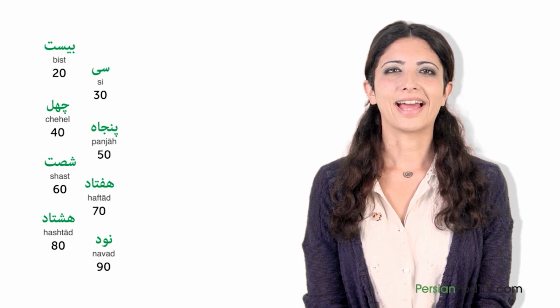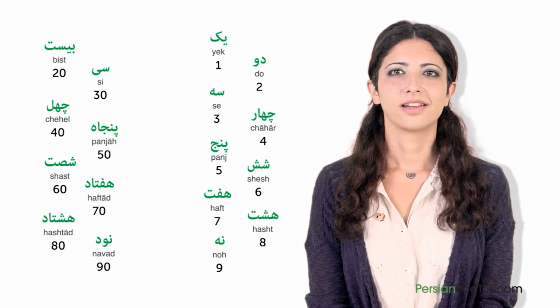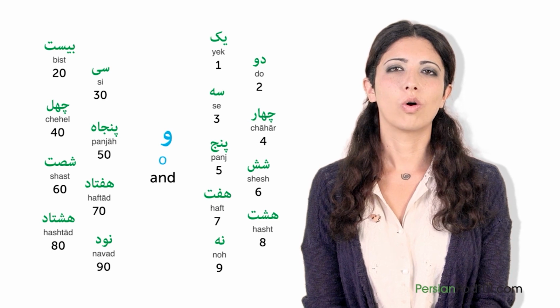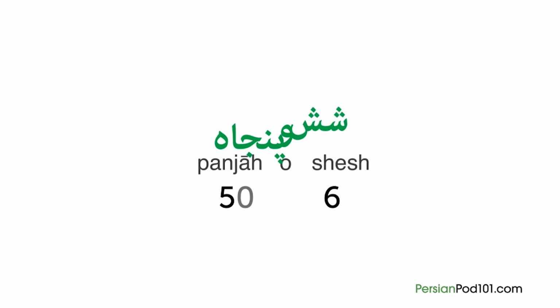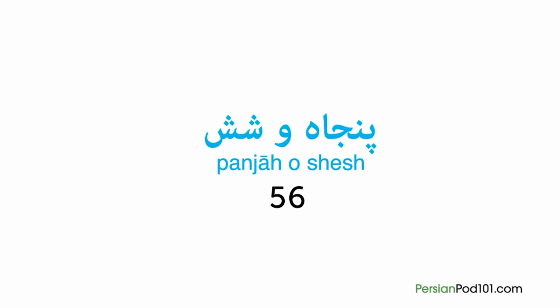The last thing to learn today is how to form compound numbers above 20. This is also super easy. Take the tens and add any number from 1 to 9. Then, just put the particle o between them. So, how would you say 56 in Persian? Let's take it step by step. 50 is panja, and then you add the particle o in the middle, before adding 6, shesh. Panjo shesh. It's done. Isn't that easy?